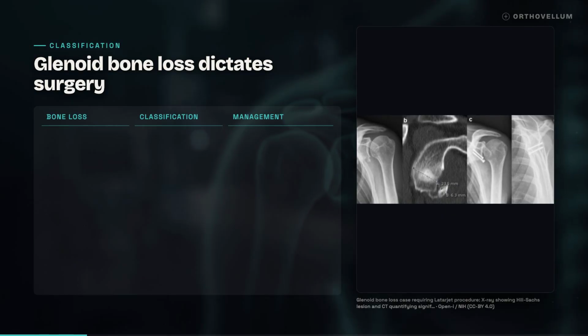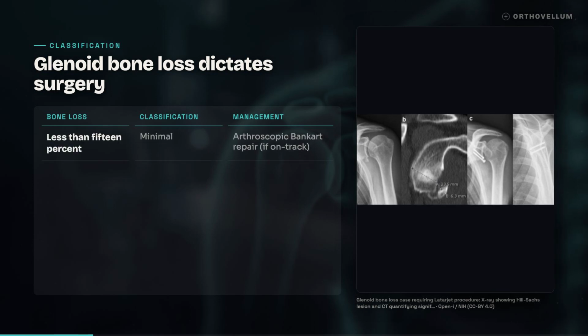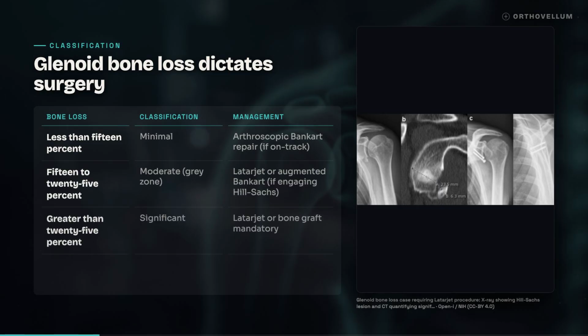Bone loss under 15% is suitable for an arthroscopic Bankart repair, whereas 15 to 25% falls into a gray zone where a Latarjet or augmented Bankart may be considered. Once bone loss exceeds 25%, a Latarjet or formal bone graft becomes mandatory.